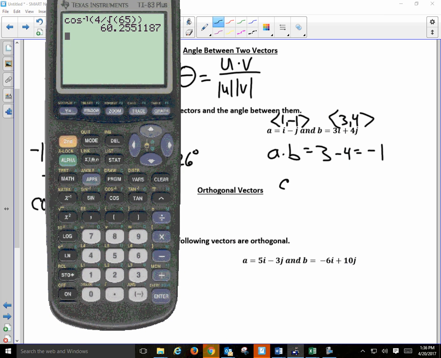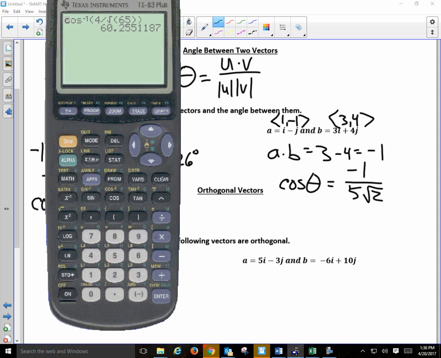We set up the next one. Cosine of theta is equal to what? -1. That's the dot product, divided by, what's the magnitude of 1, -1? Root of 2. What's the magnitude of 3, 4? Square root of 25, which is 5. So we have cosine of theta is equal to -1 over 5 roots of 2. So cosine is negative. Where is cosine negative? Second quadrant. So what kind of angle is this going to be? Acute or obtuse? Obtuse. Let's see if that works out.